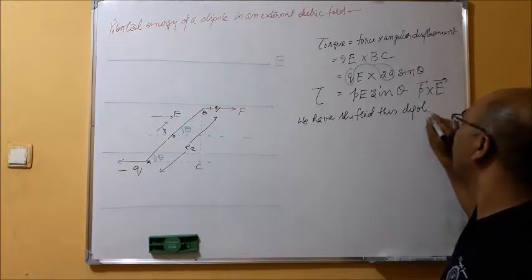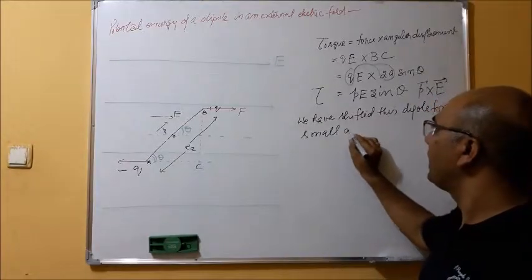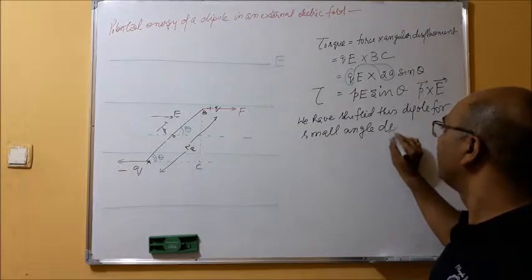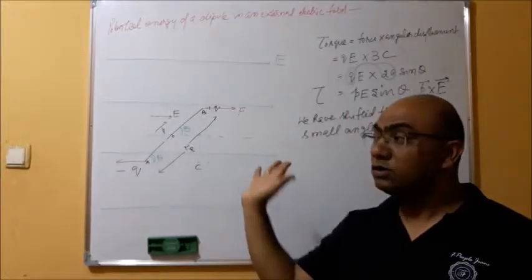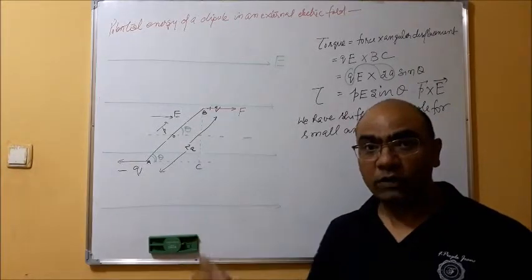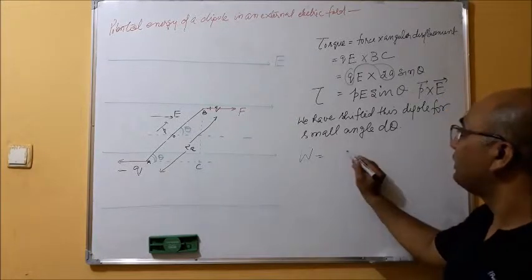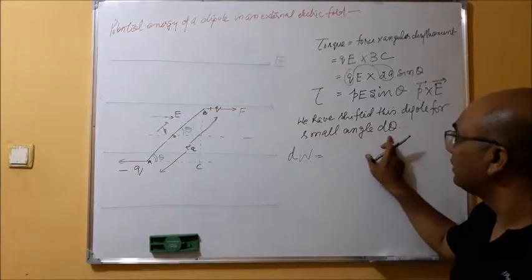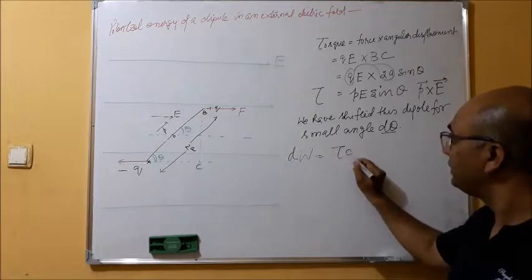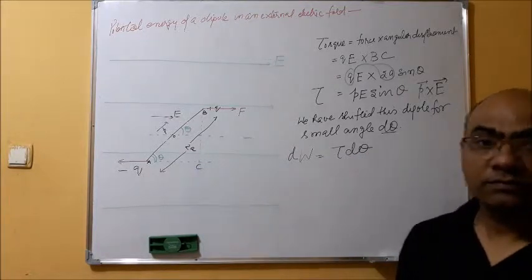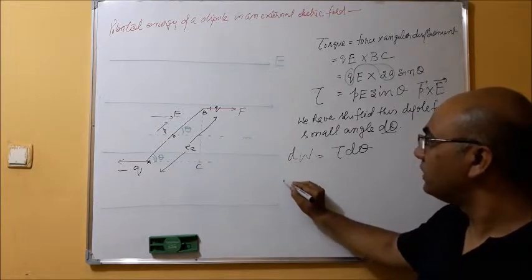We have shifted this dipole by a small angle d theta. If I shift this dipole by a small angle of d theta, we have to do some work on it. So the small work to shift it by only d theta will be dW = τ d theta, right?